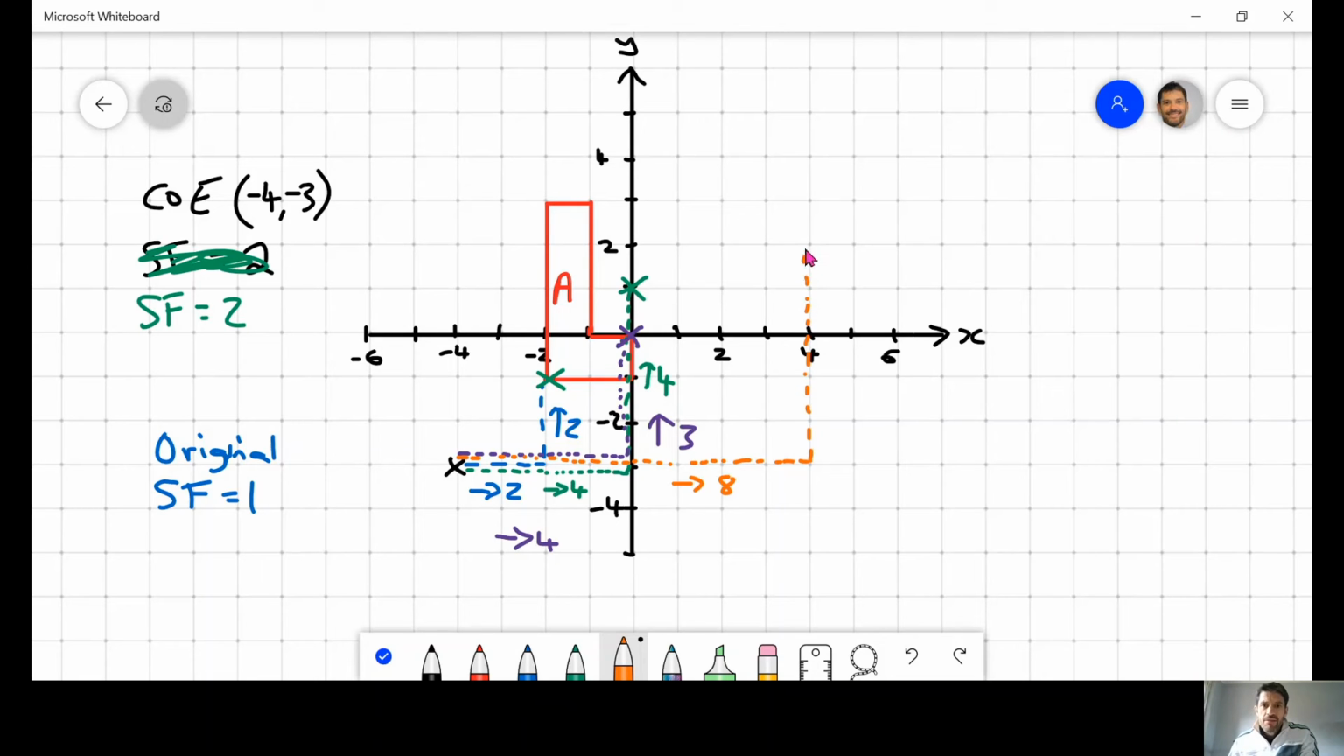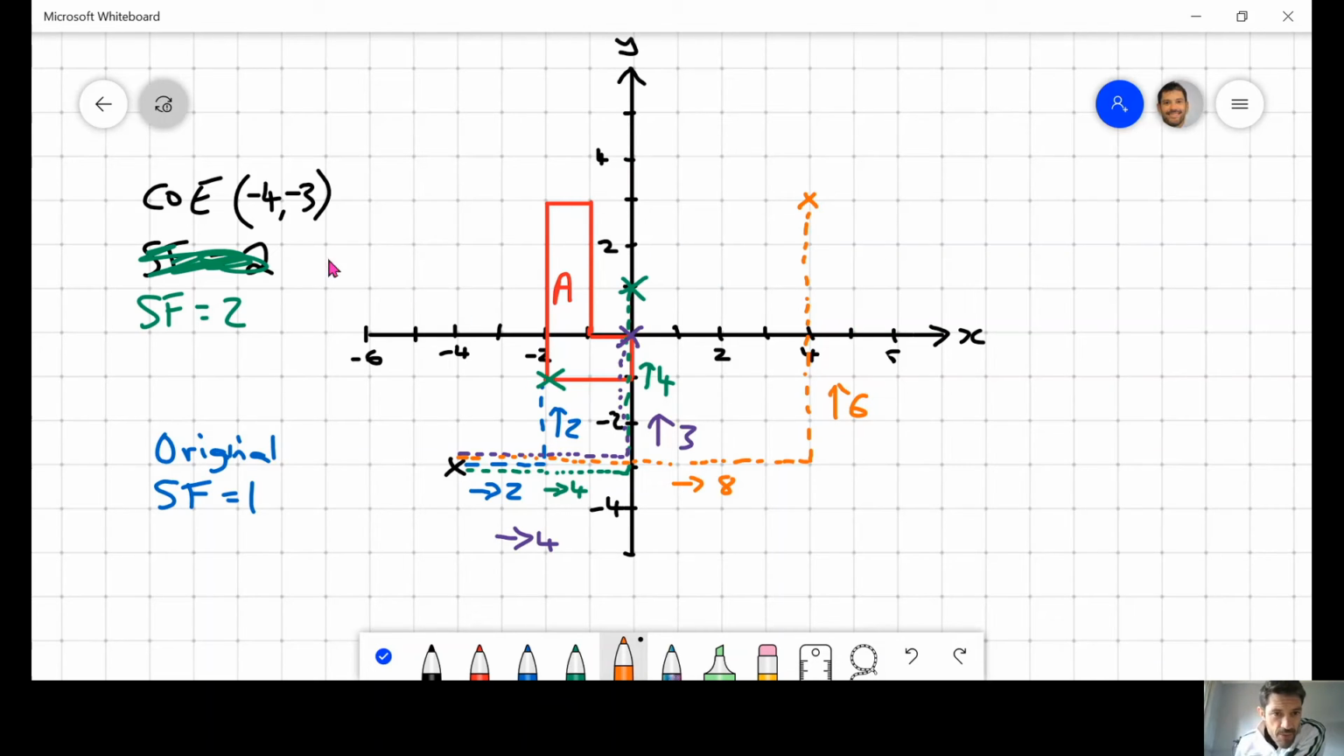1, 2, 3, 4, 5, 6. I'll just double check that before I draw the rest of the shape in. 1, 2, 3, 4, 5, 6. 1, 2, 3, 4, 5, 6, 7, 8. Lovely. 8 to the right, 6 up, because I am doubling. I'm basically doubling because it's scale factor of 2.